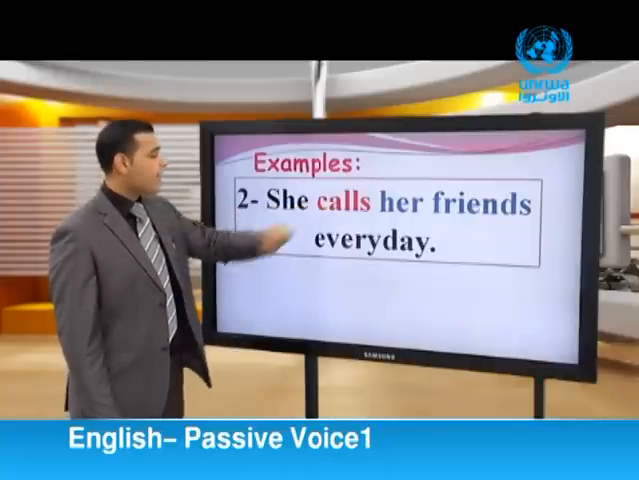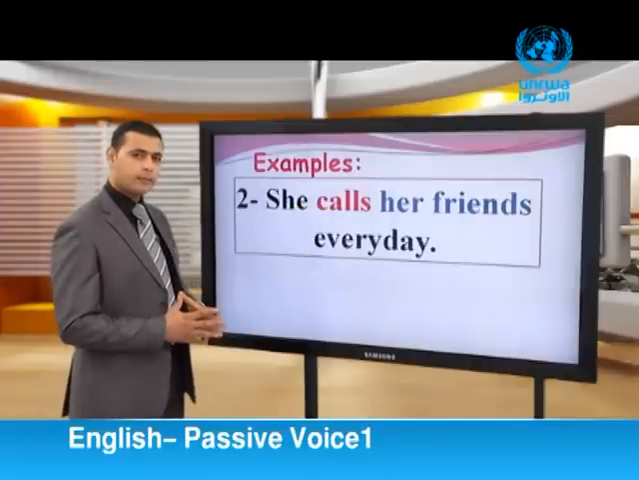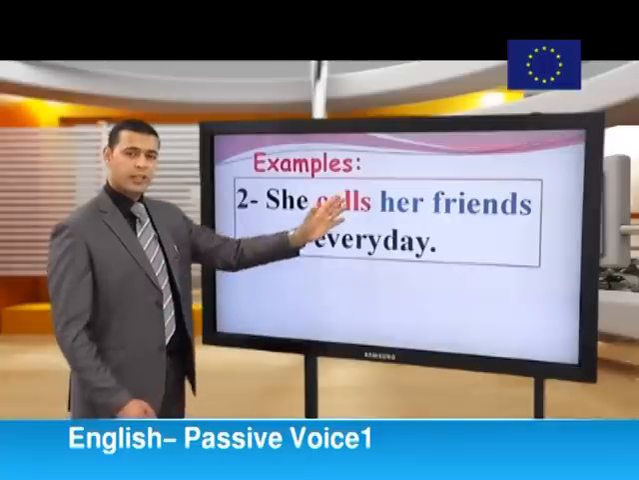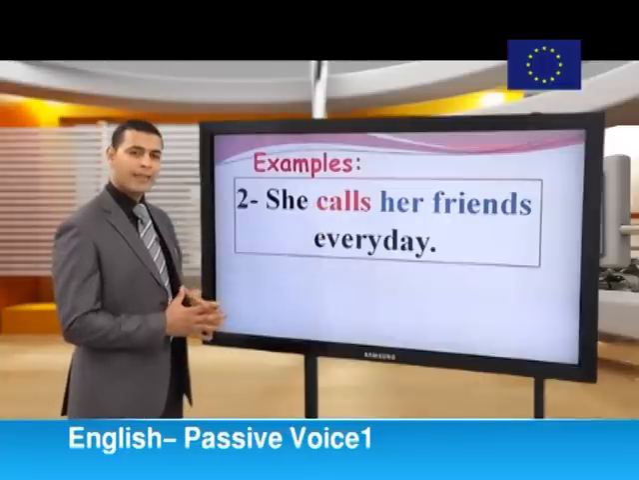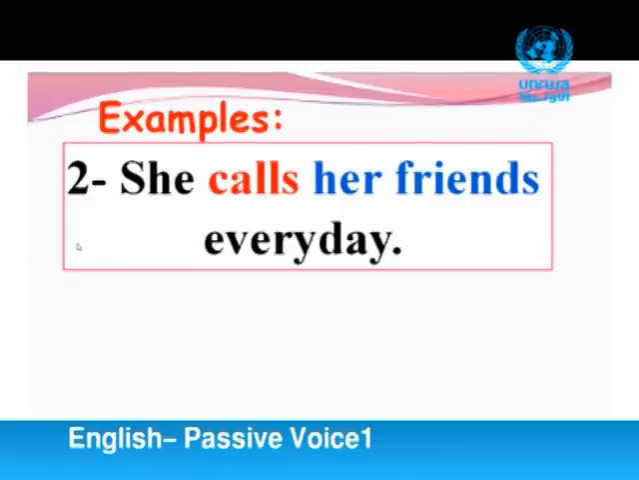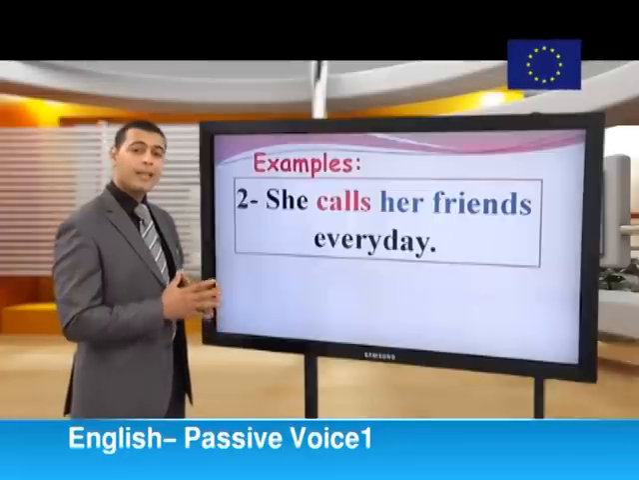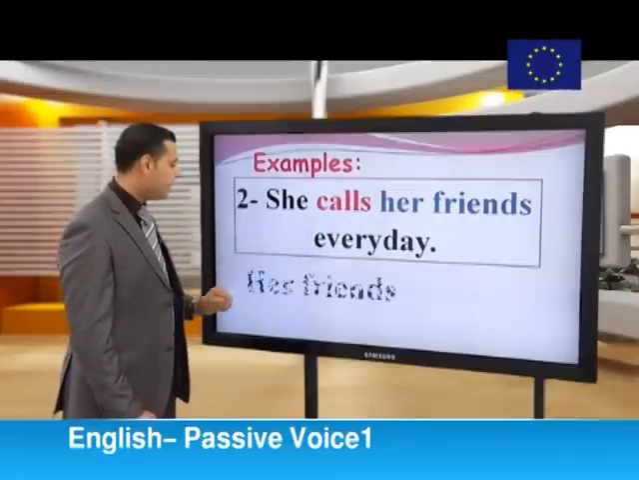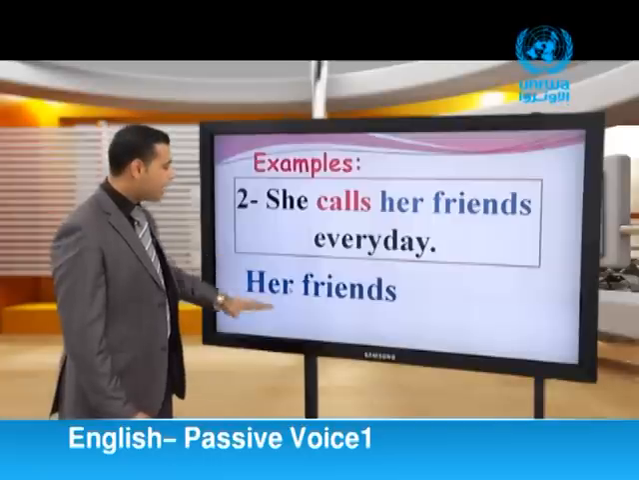She calls her friends every day. Again, she calls her friends every day. Where is the object in this sentence? She is the subject, calls is the verb, her friends is the object. Let's start the passive sentence with this object, so that it becomes the subject of the sentence. Her friends.